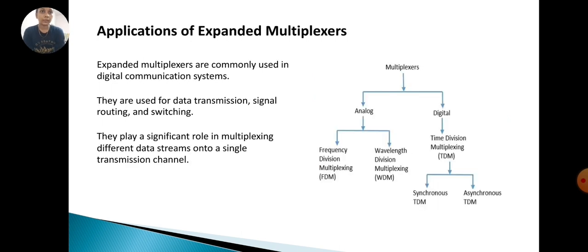Applications of expanded multiplexers. Expanded multiplexers are commonly used in digital communication systems. They are used for data transmission, signal routing, and switching. They play a significant role in multiplexing different data streams onto a single transmission channel.